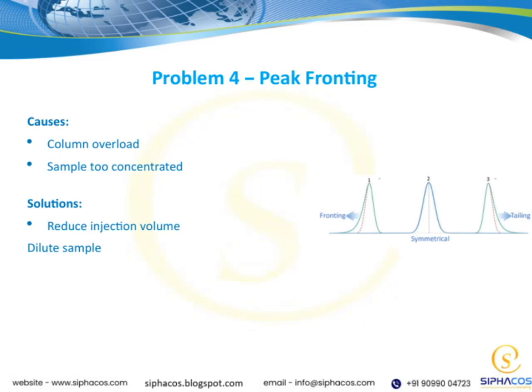Let's talk about problem 4, which is peak fronting. This issue often shows up when we see peaks that front or shift in the chromatogram. The main causes behind this are usually column overload, meaning we're injecting too much sample at once, or the sample itself being too concentrated. When the sample is overly concentrated, it can cause the fronting peak because the column gets overwhelmed. To address this, we can reduce the injection volume, essentially injecting less sample to prevent overload.